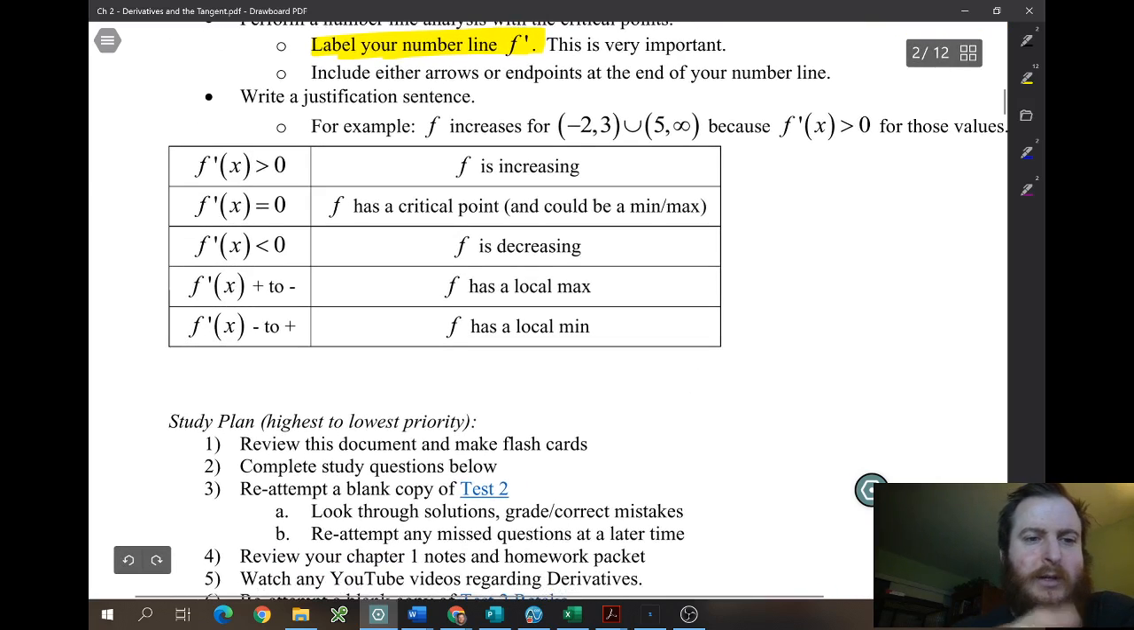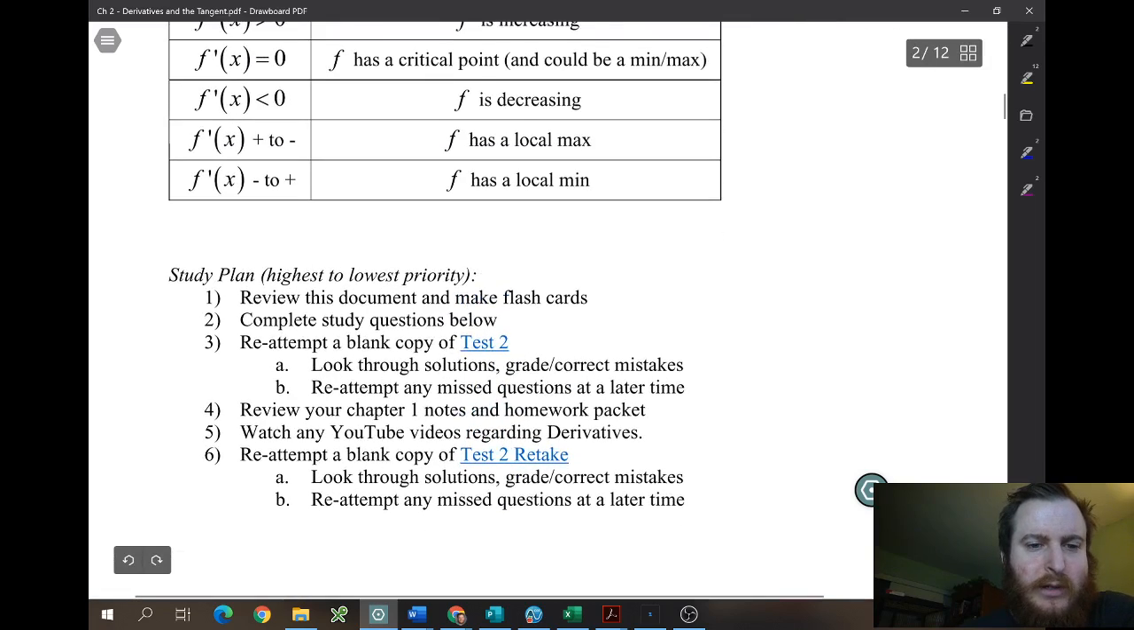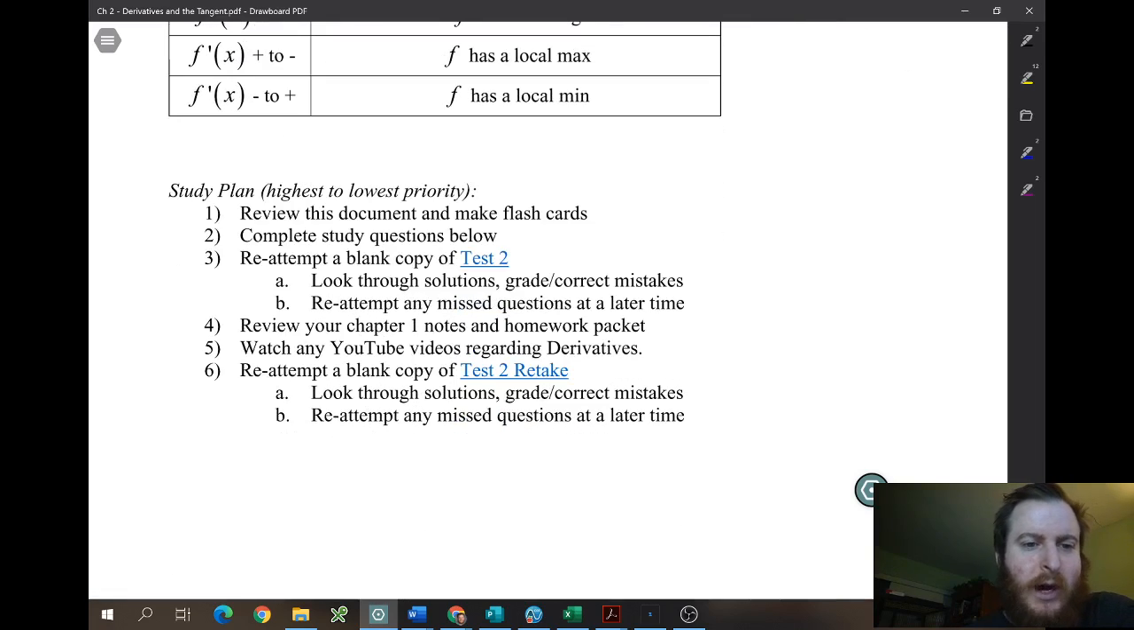Okay, here's our table to kind of remember all of this. Later on, we'll add to this with the concavity. And here's a study plan for us. So review this document, make some flashcards, complete the study questions below, reattempt a blank copy of test 2. I just linked to that test repository. Review, this should say your chapter 2 notes, and then you can watch any videos regarding derivatives.